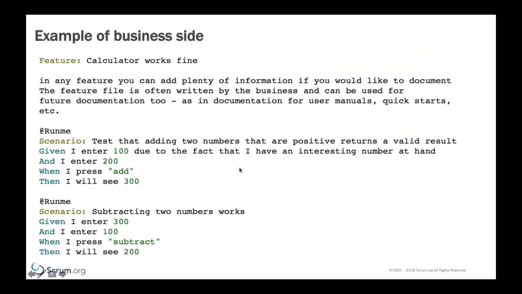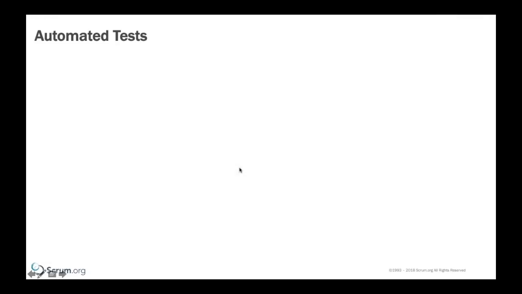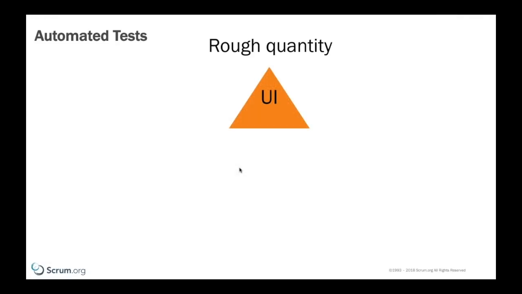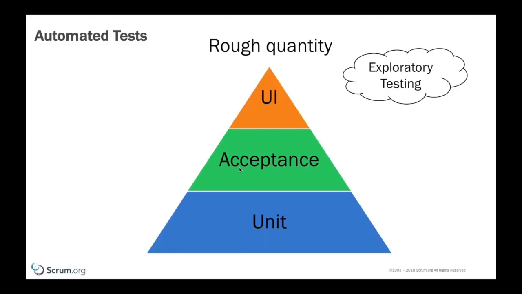So we're going to go and automate some of these tests. When you start to automate, you want to automate more of the unit tests. That might be JUnit or NUnit, or XUnit, whatever you're using.